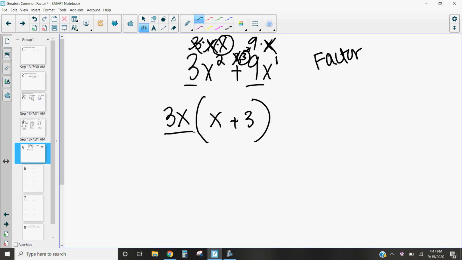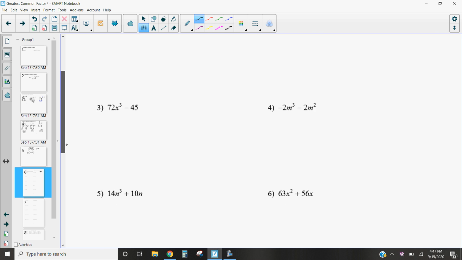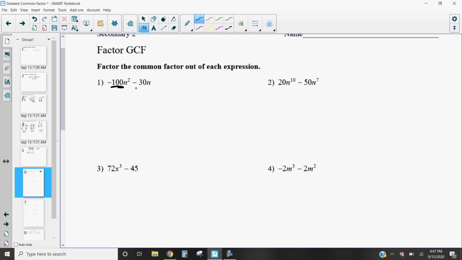Now, as you look forward to doing your assignment, we're going to be doing these examples over and over. You can see here, this is what our assignment's going to look like, that we are going to look at what numbers are in common between our coefficients and what is in common between our exponents. So let's take a look at the first 4 problems on our homework all together. After you've done that, hopefully you'll feel confident in your ability to do this.